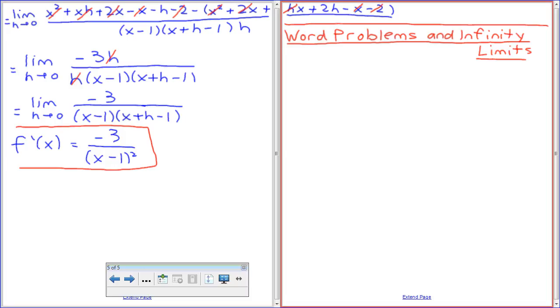Okay, infinity limits you guys used a lot in advanced functions, so maybe just one of them will be on your test. So I want to talk with you today. Word problems are just applications of derivatives.